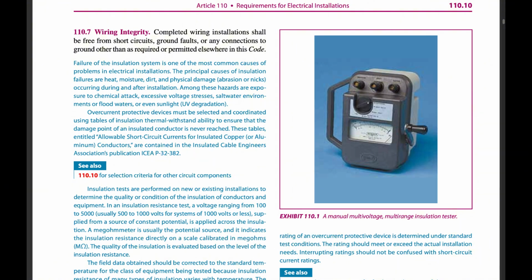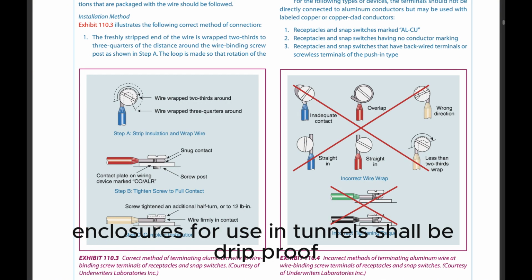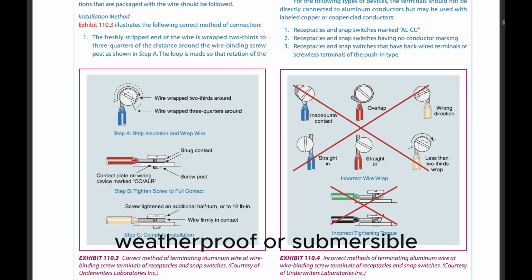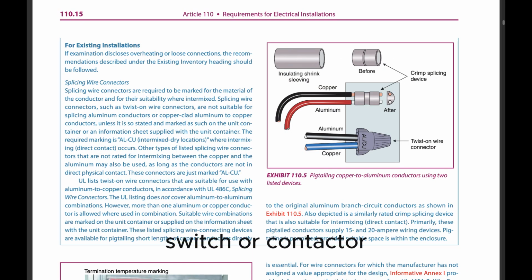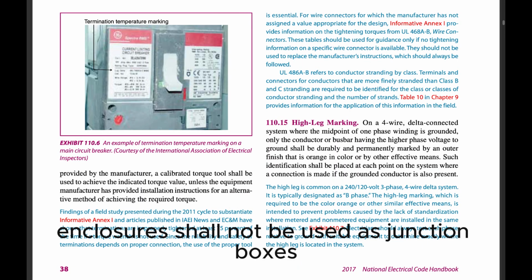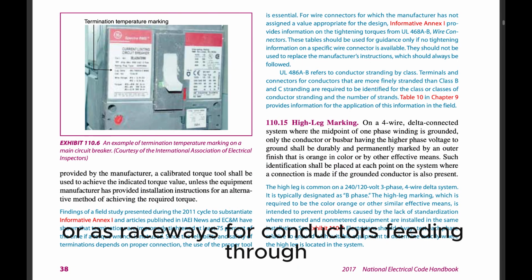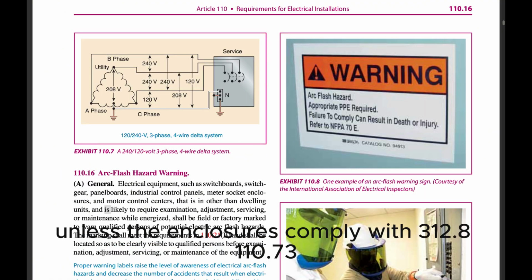110.59 Enclosures. Enclosures for use in tunnels shall be drip-proof, weatherproof, or submersible as required by the environmental conditions. Switch or contactor enclosures shall not be used as junction boxes or as raceways for conductors, feeding through or tapping off to other switches, unless the enclosures comply with 312.8.